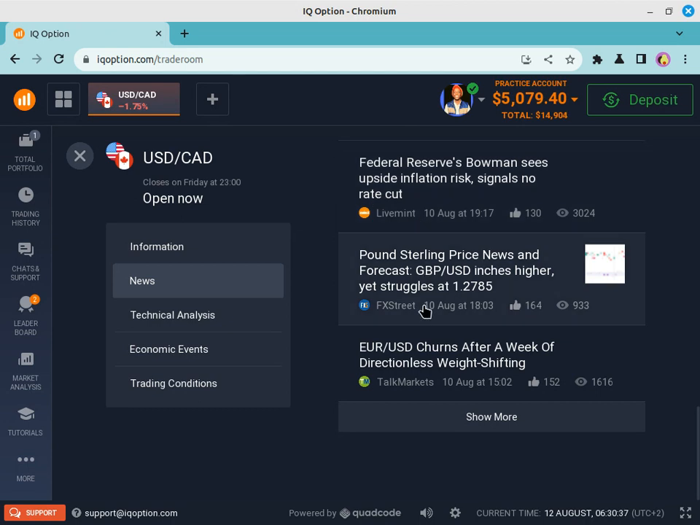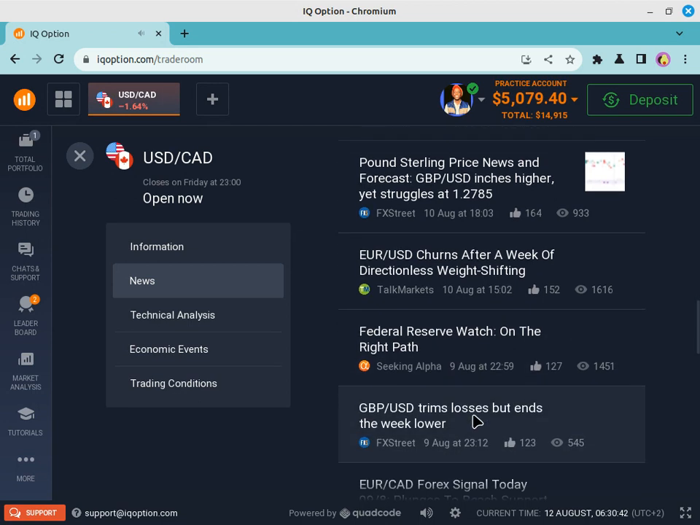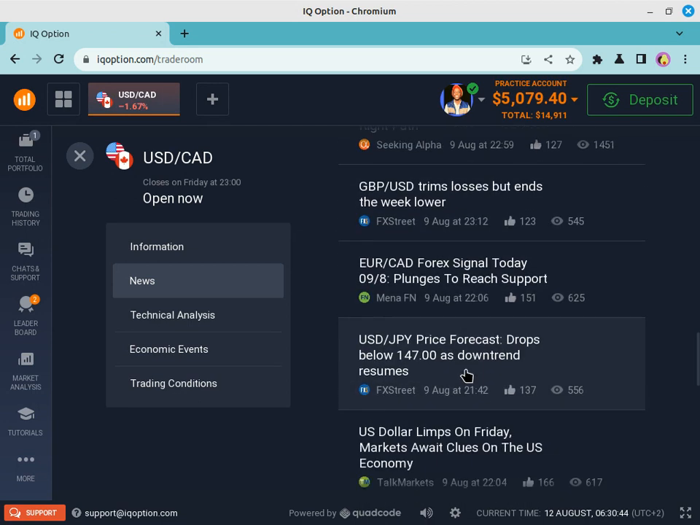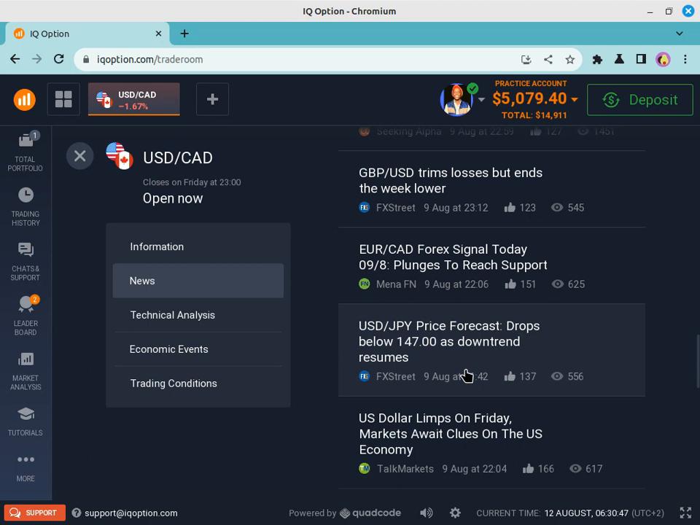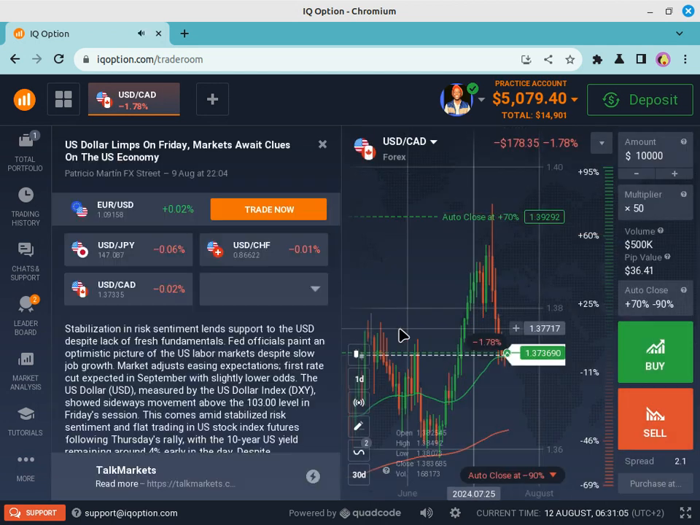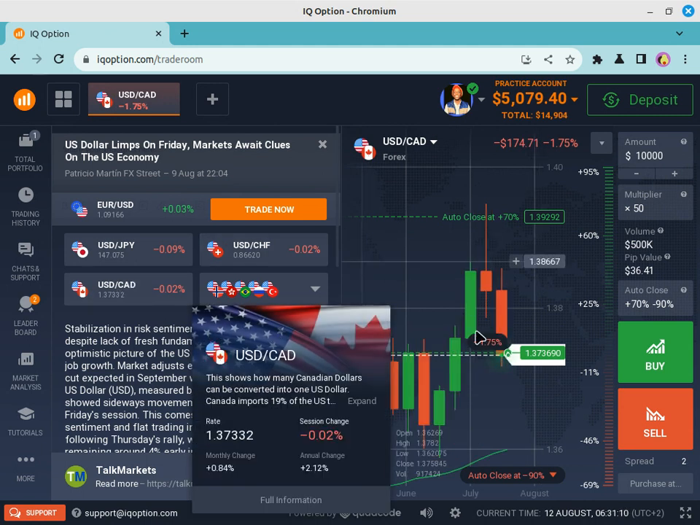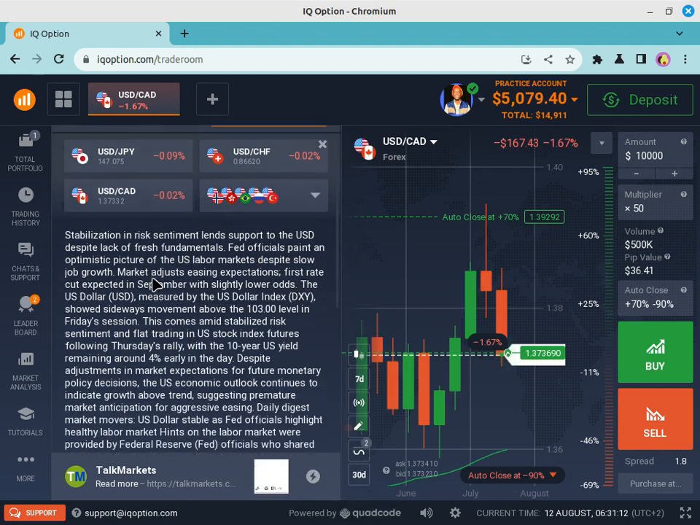Signals no rate cut. Pound sterling. Show more. So we're just looking at the breaking news and why this is a good trade. Forex EURCAD Forex signal today plunges to reach support. US dollar limps on Friday. Markets await clues on the US economy. So we can look at this one here. As you can see, this is one of the currency pairs that's been impacted by the news.